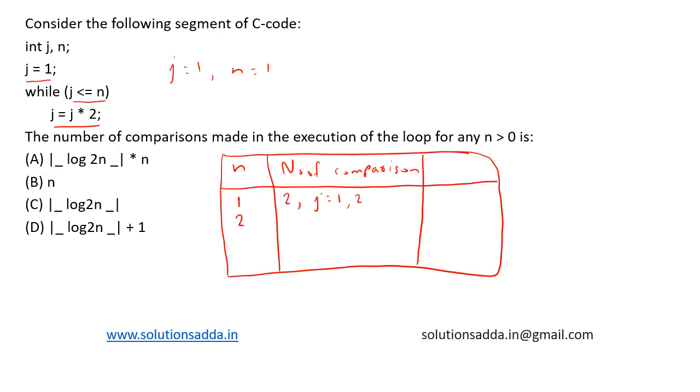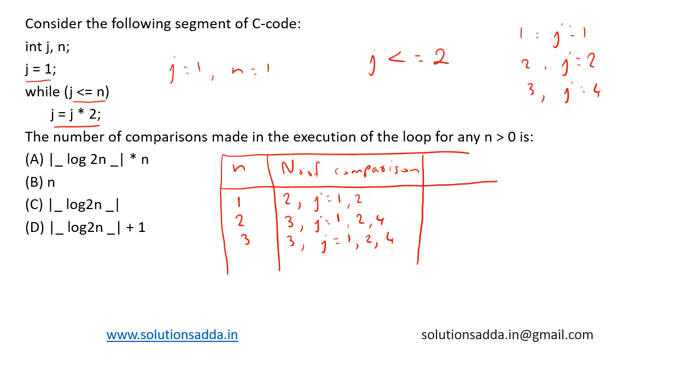Now assume n is equal to 3. Here we have three comparisons. Initially j will be equal to 1. Here we are comparing it with 3. So j less than or equal to 3. So in the first comparison j is equal to 1. In the second comparison j is equal to 2. In the third comparison j is equal to 4. So we have three comparisons: 1, 2 and 4. Similarly for value 3 we have three comparisons, that is j equal to 1, 2 and 4. Now let's see the value when n is equal to 4.